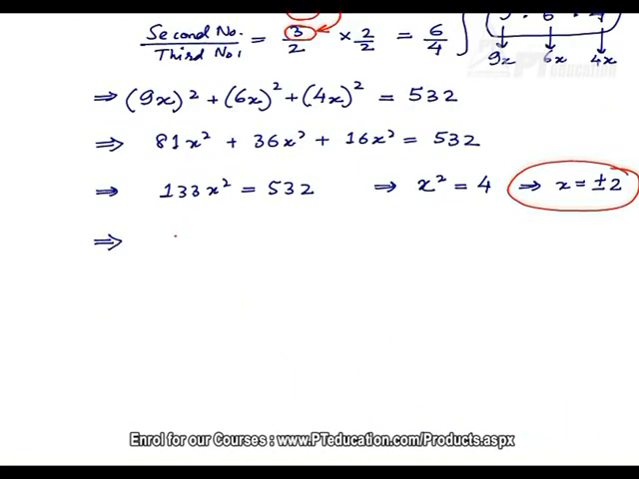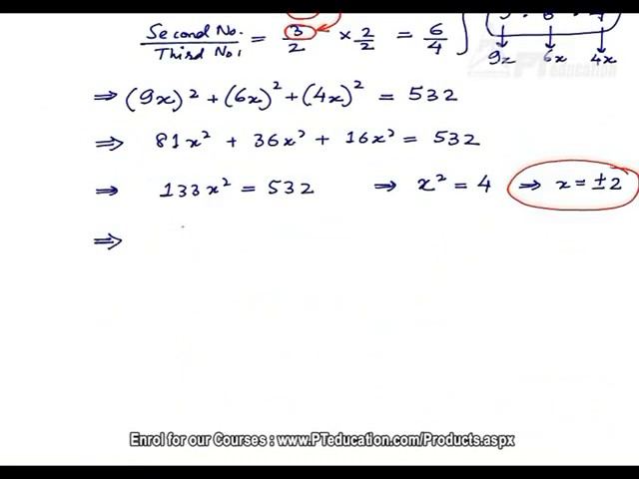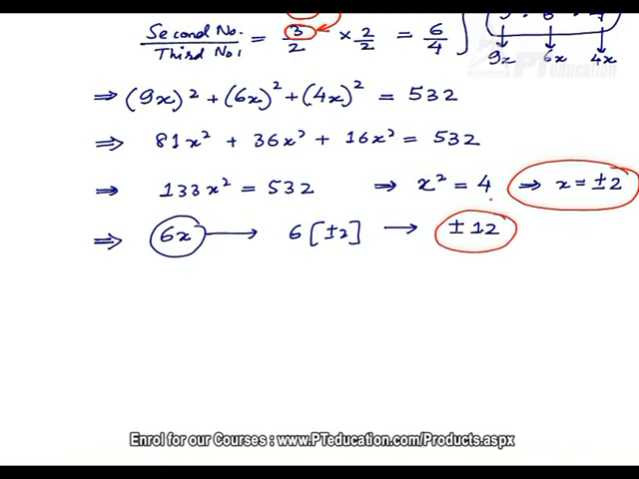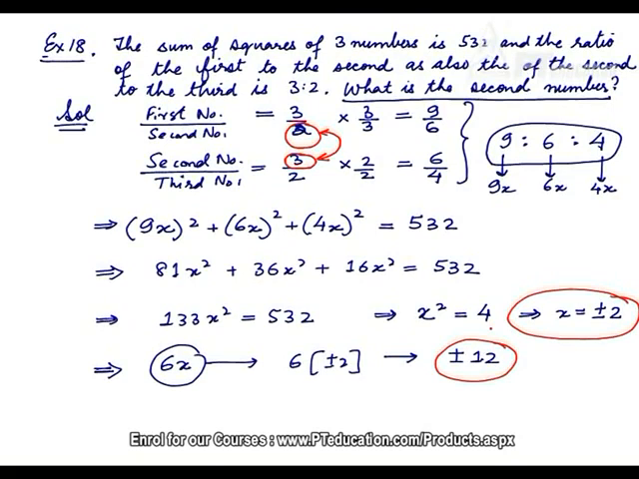So this means the question was, what is the second number? The question actually was asking us, what is the second number? So the second number we know is 6x. So 6 into plus minus 2. So that means plus minus 12 is our final answer. You can take a look at the entire solution in example 18 once again and understand it carefully. It's a beautiful question.